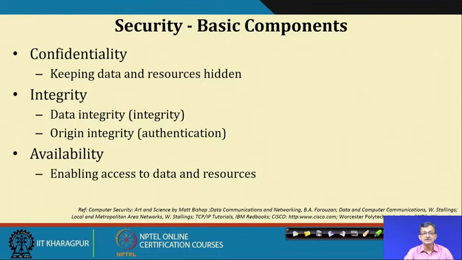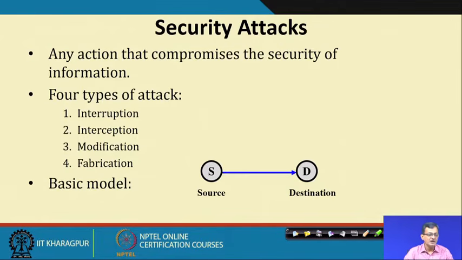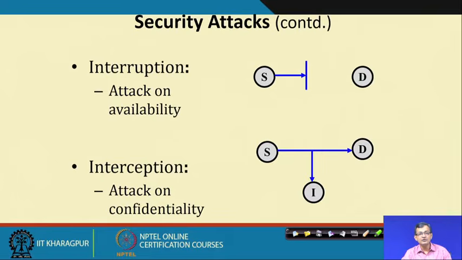So, if you see, the CIA primarily rules all our things, whether it is network related, computer related, or for that matter any type of document related. Now, what are the different types of security attacks there can be? Typically there can be 4 categories: interruption, interception, modification, fabrication, right. So, these are the 4 types.